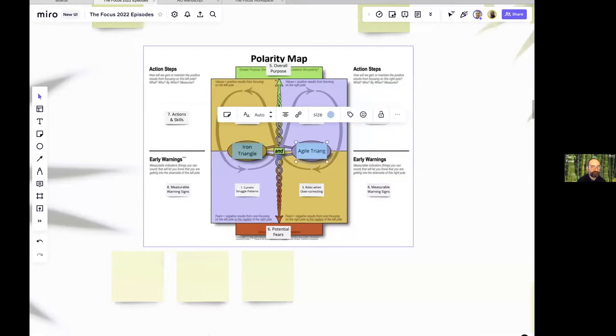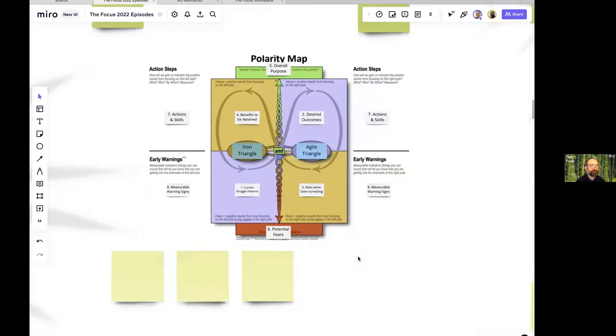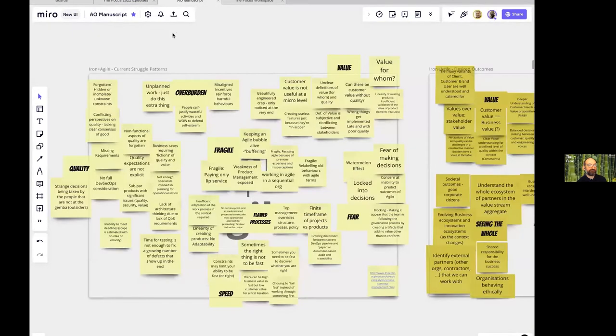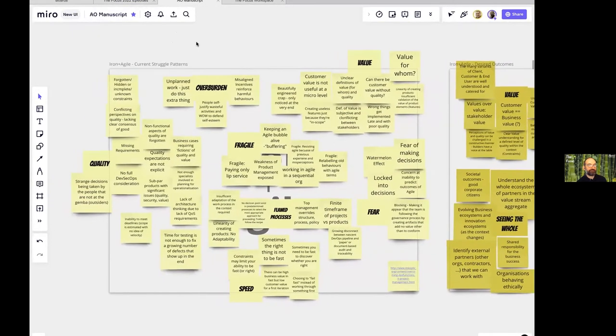So again, we're going to go: what are the key current struggle patterns with the iron triangle? Then we'll go to what is the upside of the agile triangle? What's the downside of the agile triangle? What's the upside of the iron triangle? And then again, looking at what is the combined upside of both agile and iron triangles, and so on. Okay, I hope that explains how we're going to be stepping through this.